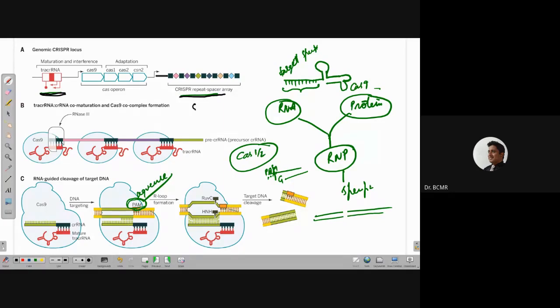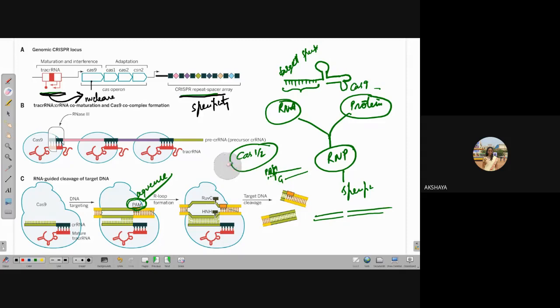CRISPR RNA is for specificity. The Cas9, for example, is for nuclease activity. And the tracer RNA is to activate the nuclease activity of Cas9. Okay, so we need these three components. And in the next class, we will describe how it can be modified to use as a tool to edit genomes. Okay. Any questions here?